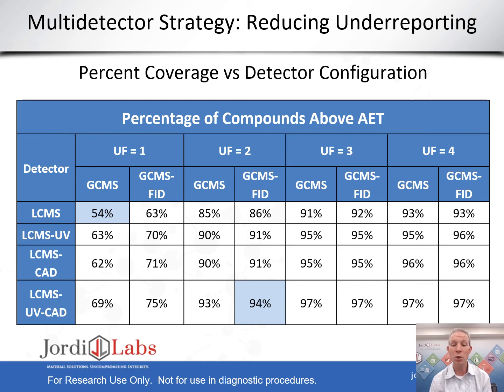But if we apply a UF of 2 with at least one orthogonal detector in addition to LCMS and GCMS, we can obtain greater than 90% coverage of the database, no matter which one of those orthogonal detectors is applied. If, on the other hand, we apply a UF of 3, we can obtain greater than 95% coverage using one orthogonal detector and greater than 97% coverage for the full multi-detector solution.